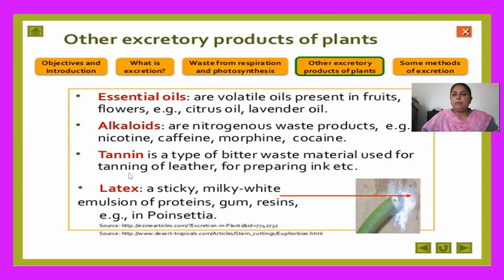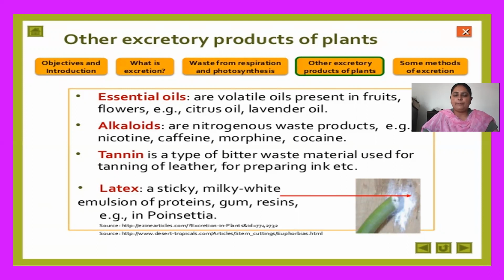Tannin is another type of excretory product. Tannin is a bitter waste material, and it is used for the tanning of leather. Sometimes you see that the dyeing of leather is done in factories. This process is known as tanning of leather. For this purpose, this waste material which comes out from the plant, known as tannin, is used. It is also involved in the preparation of ink. So human beings are using these waste products of plants, which are commonly known as secondary metabolites, for human welfare.